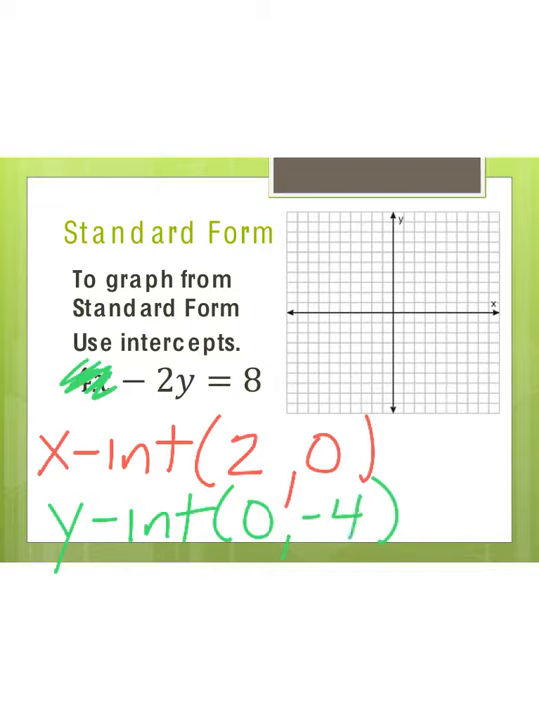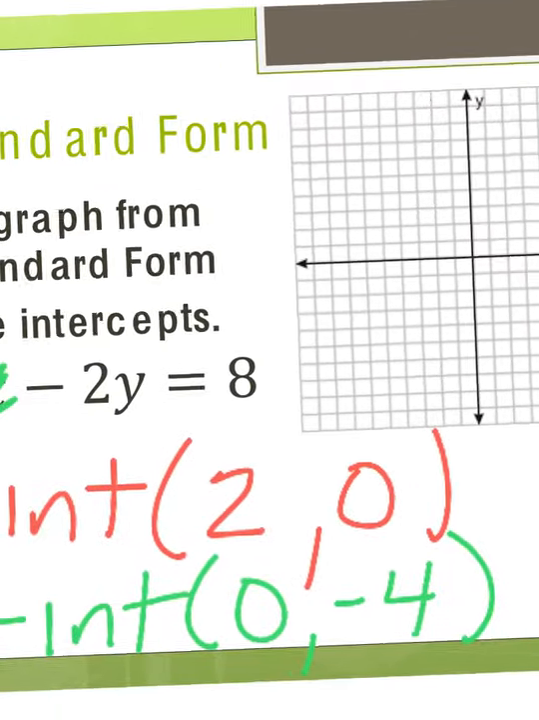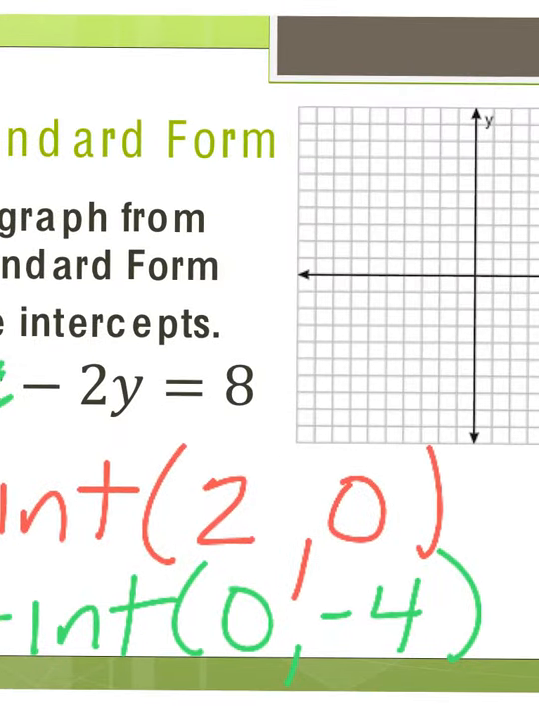So now I just have to graph 2 points, because when you have a line, all you need are 2 points to make the accurate line. I'm going to blow this up a little bit because it's hard for me to see. So we have 2, 0 here. And we have 0, negative 4 there. And we can go ahead and graph the equation that way. We're going to graph the exact same equation using the other method on the next slide.